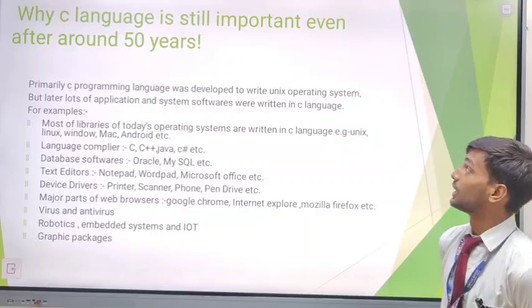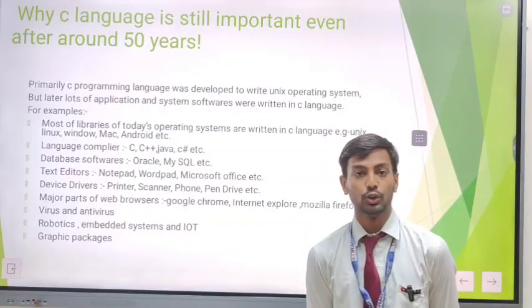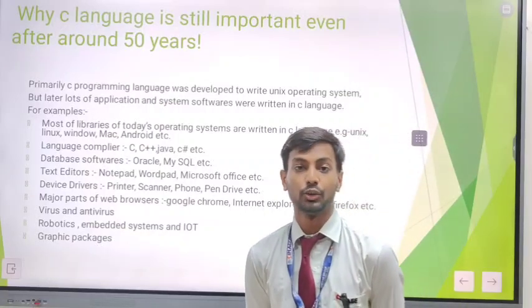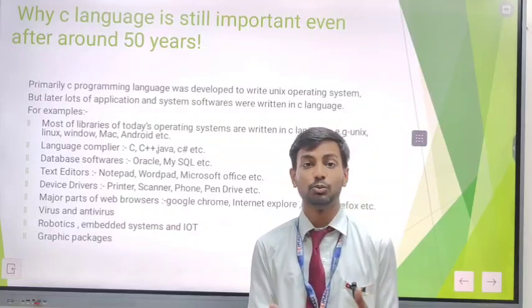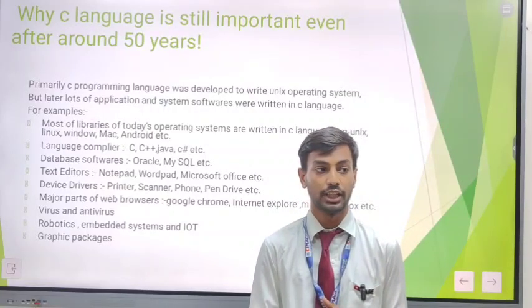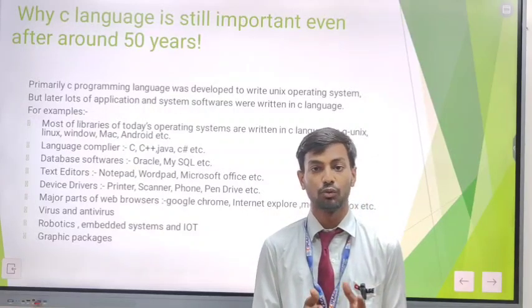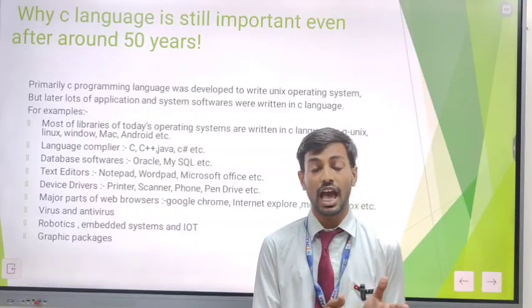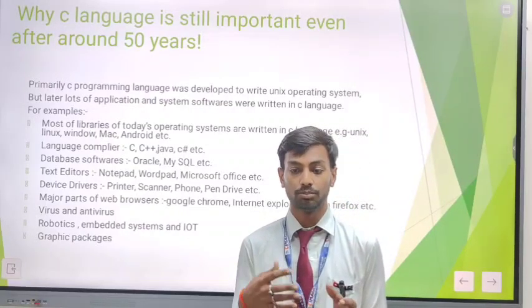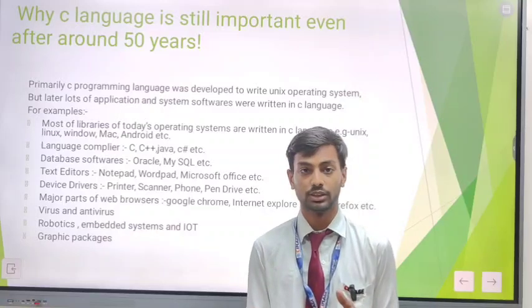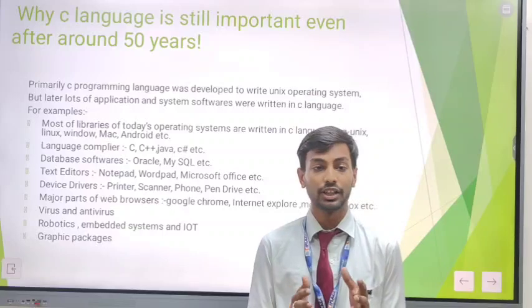Why is the C language important even after 15 years? As you all know, the C language was developed for writing the Unix operating system. Today, C is still important for developing so many software. Later on, new software and new system software were developed in C, and even today, C is used to develop new software. So the question arises: why is C still being used today?